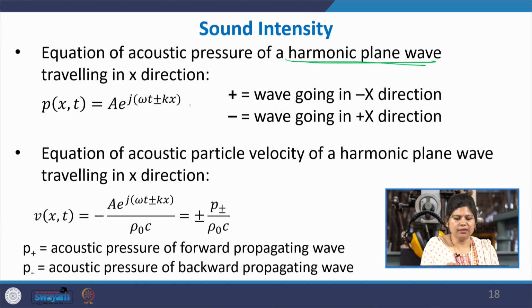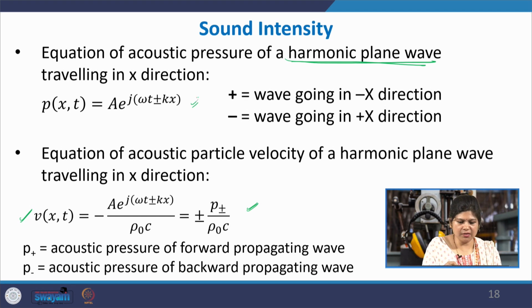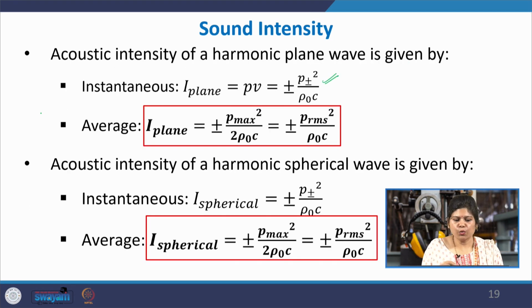This becomes the velocity equation, which is represented by P by rho naught c in terms of its magnitude. Then we add the plus minus signs based on whatever is the direction of wave propagation. So if you multiply the two things together, you end up with this term. Which means that the magnitude of the intensity is p square by rho naught c. This is how it is represented.